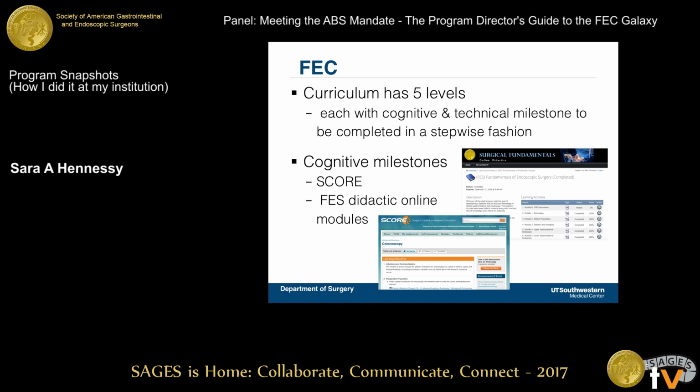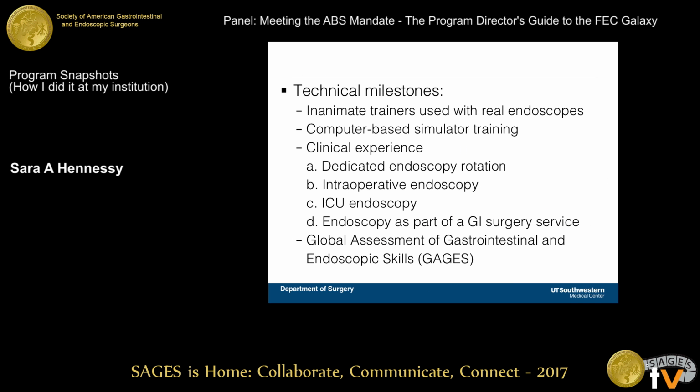The FEC curriculum is over 5 levels through residency, each having a cognitive and technical milestone to be completed in a stepwise fashion. The cognitive milestones are based on the SCORE curriculum that's already established, and the FES didactic online modules that are free access to everyone.